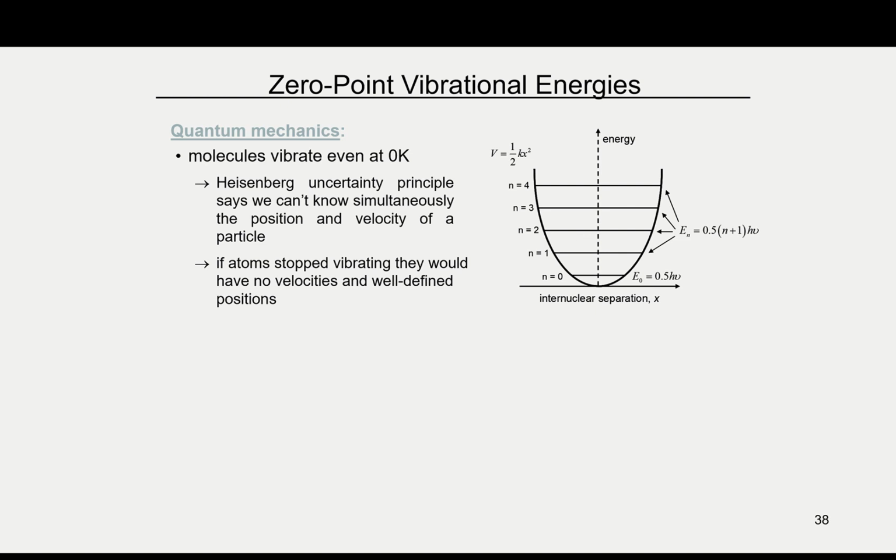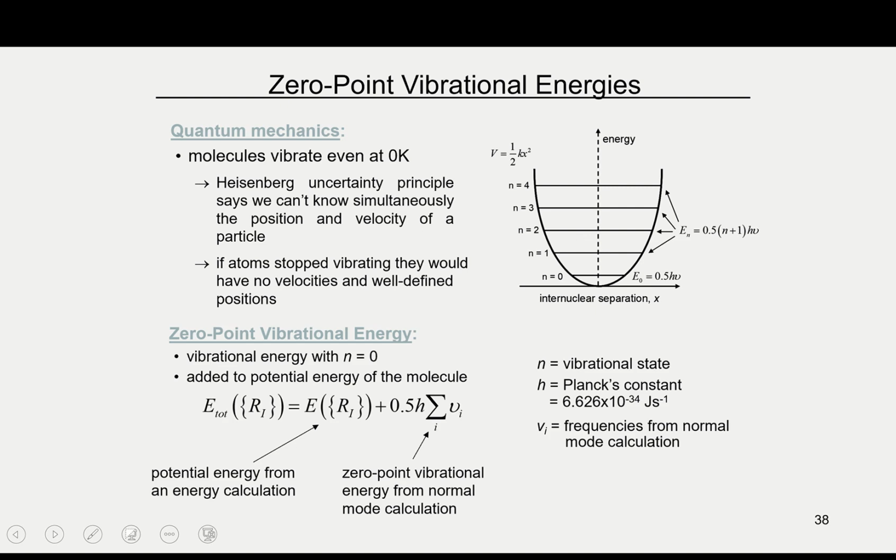Of course, in quantum mechanics, we say it cannot be zero all the time. The Heisenberg uncertainty principle says that we cannot know simultaneously the position and velocity of a particle. If atoms stopped vibrating, they would have no velocities and well-defined positions. Why? Because the Heisenberg uncertainty principle says that you can't know the position and velocity simultaneously at the same time. So therefore, okay, let me explain.